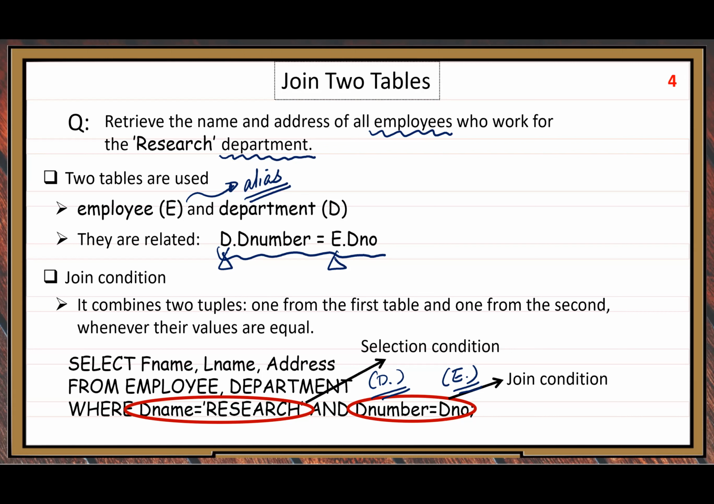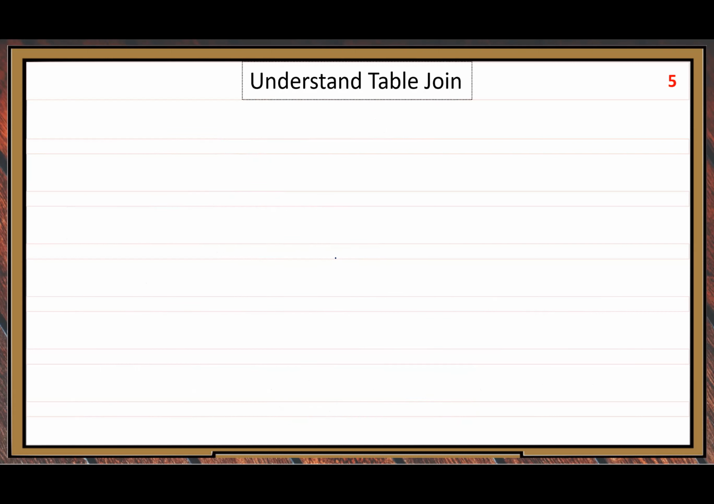In the natural order, we like to understand the internal implementation of table join. In the DBMS, how does the DBMS implement the table join operation? We want to understand from there. All right, so the next slide, let's understand table join.